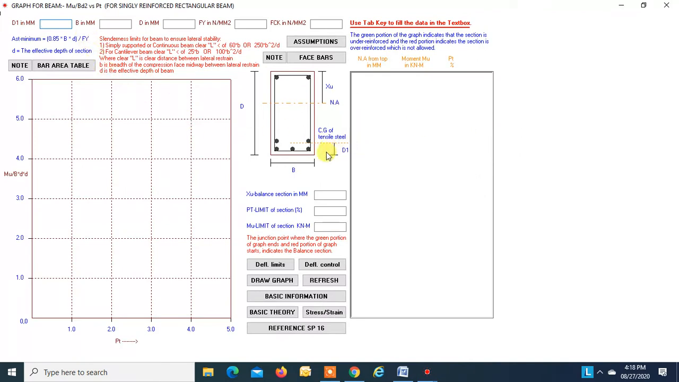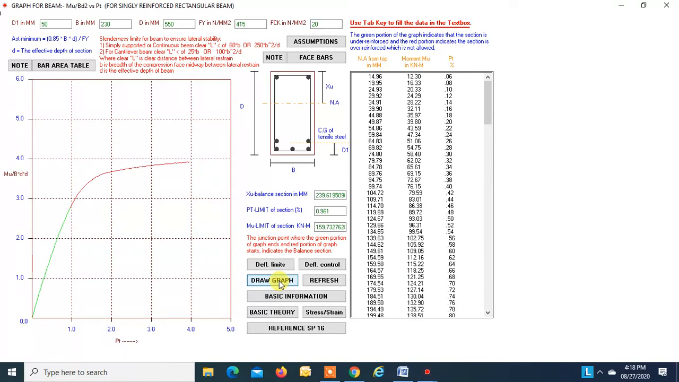Our d1, effective cover, is 50. B is 230. D is 550. Fy is 415. And fck is 20. Let us draw the graph. Okay, so the graph is drawn. These are the design moments, and you can directly get the Pt from this table.